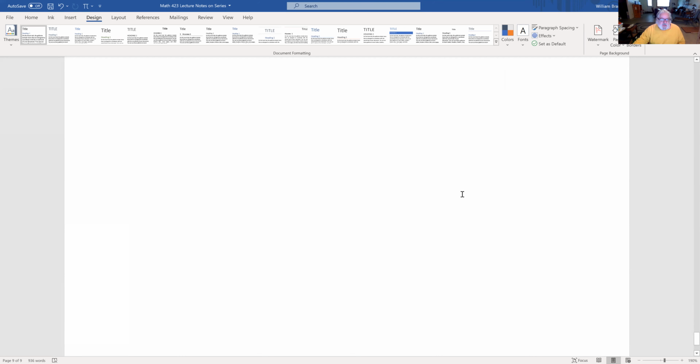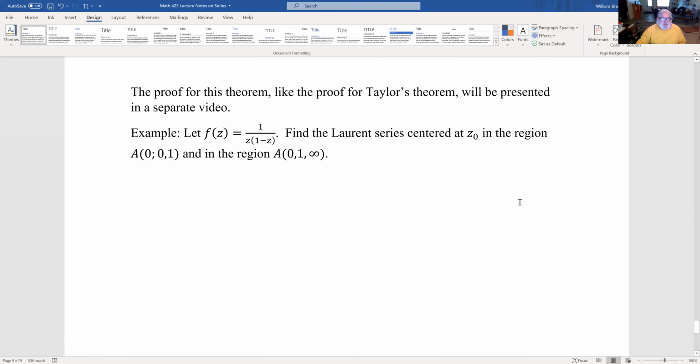And I think the last thing to do then is find Laurent series for this function centered at z0 in the region 0 to 1 and the region 1 to infinity. Laurent series are unique, so however you can find it, you can do that. So f of z is 1 over z times 1 over 1 minus z.